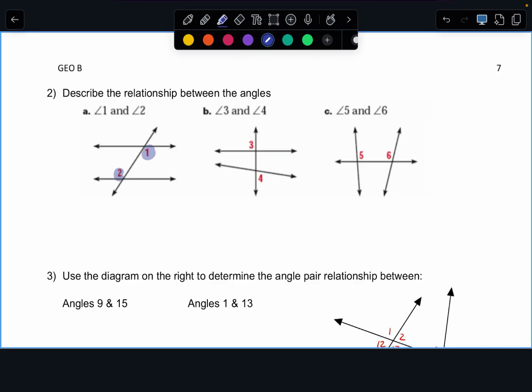Let's look at angle 1 and angle 2. First, inside or outside? Inside. So something interior. Because inside. Okay? Opposite sides of the transversal or the same side? Yeah, opposite sides. One's on the right, two's on the left. So since they're on opposite sides, we use the word alternate. So this is an alternate interior angle pair.